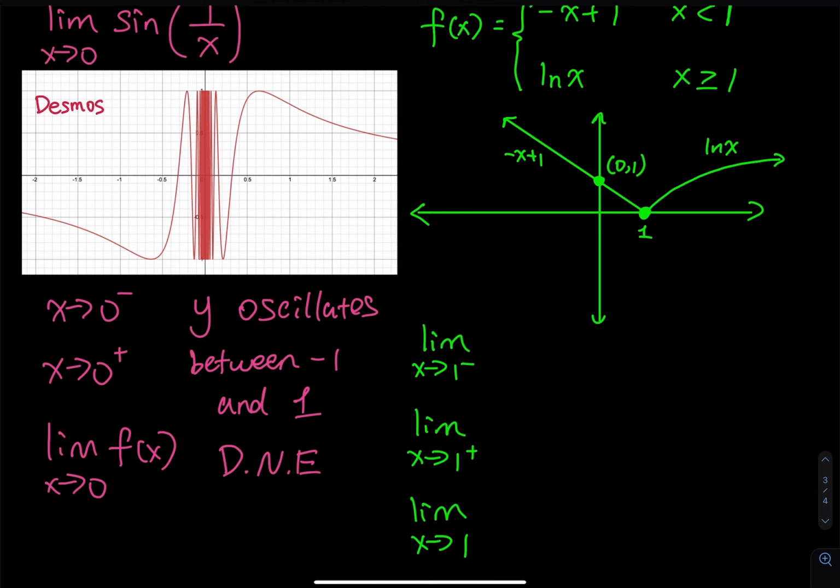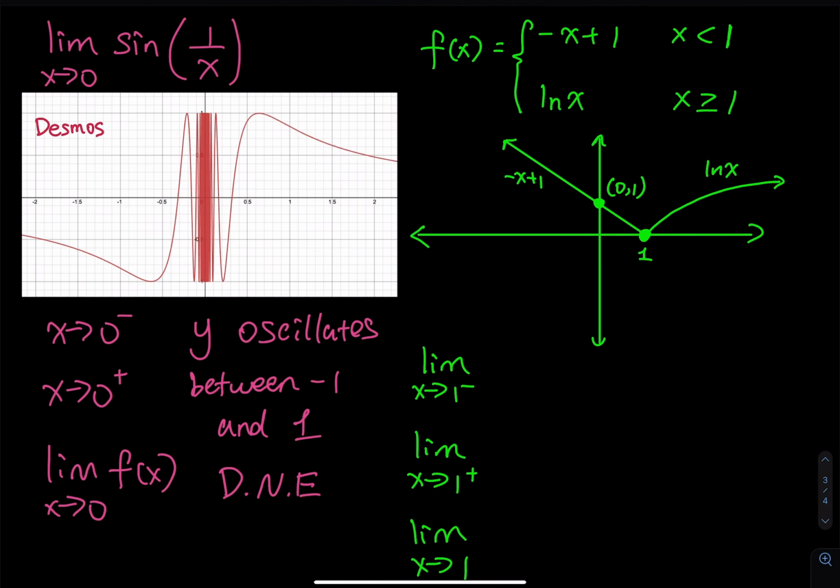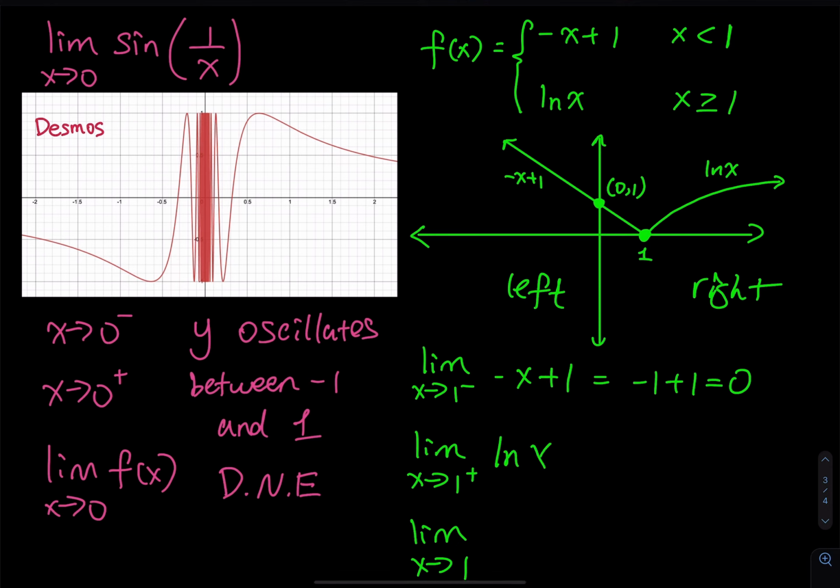So what happens when x approaches 1 from the left? As x approaches 1 from the left, we will be taking the first piece, right? So this is 1, we have a left side, and then we have a right side. As x approaches 1 from the left, we are taking the linear function, negative x plus 1, and then you plug in a 1. So we have negative 1 plus 1, which equals 0. So y is equal to 0. And then as x approaches 1 from the right, we will be taking the ln x. That is ln 1, and ln 1 is equal to 0.